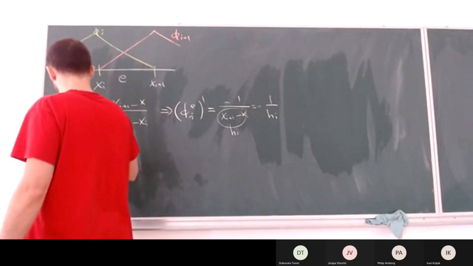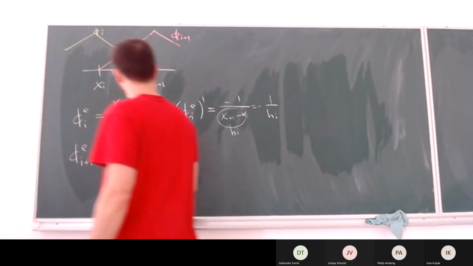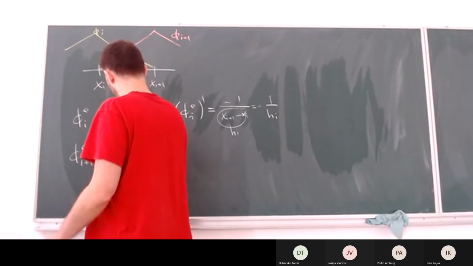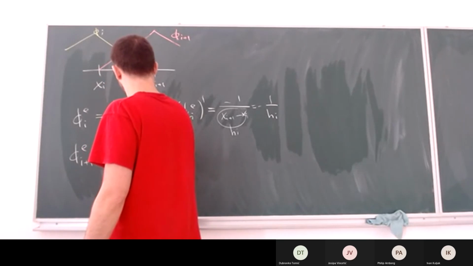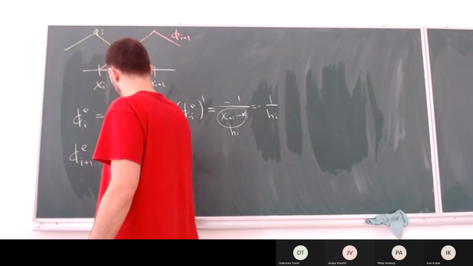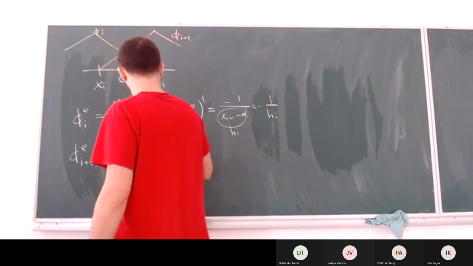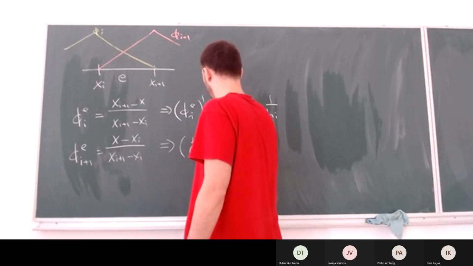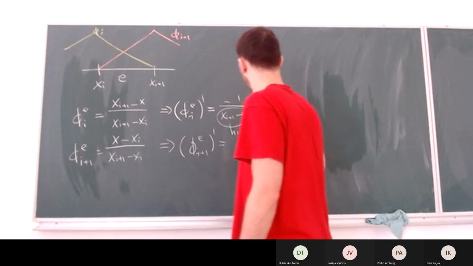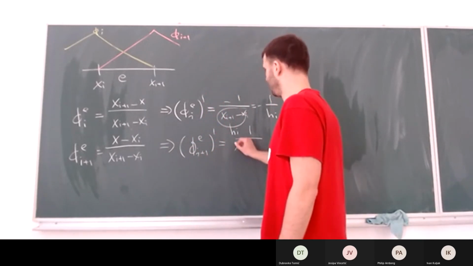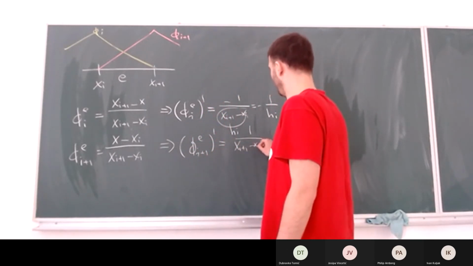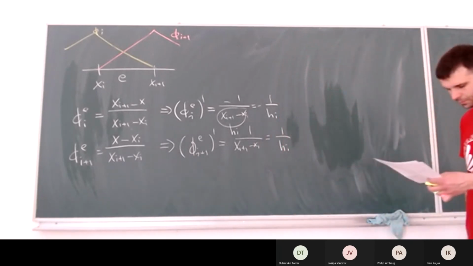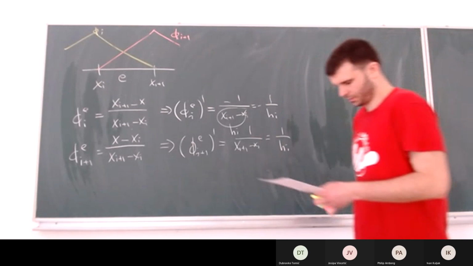And phi_{i+1} on the subinterval E is an increasing function: (x minus x_i) over (x_{i+1} minus x_i). If you take the derivative, the derivative of phi_{i+1} is 1 over x_{i+1} minus x_i, which is 1 over h_i.